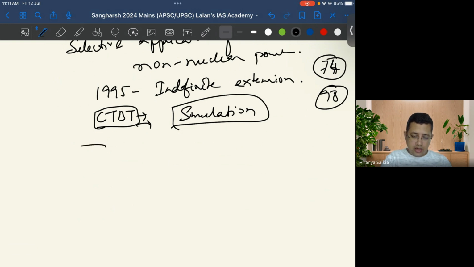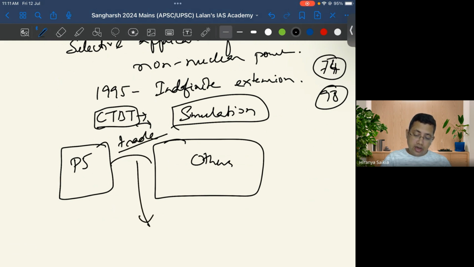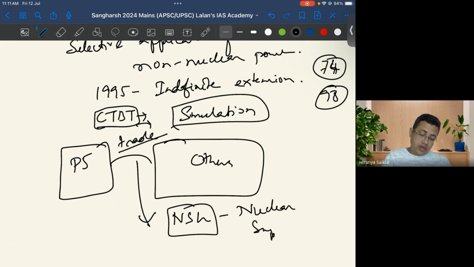The global regime was that these P5 countries will have nuclear weapons or nuclear technology or nuclear materials, and then they will help or provide it to others. So there will be trade, and for trade there were regimes created, called the NSG, the Nuclear Suppliers Group. This was to regulate the trade of nuclear fissile materials, basically uranium and plutonium.